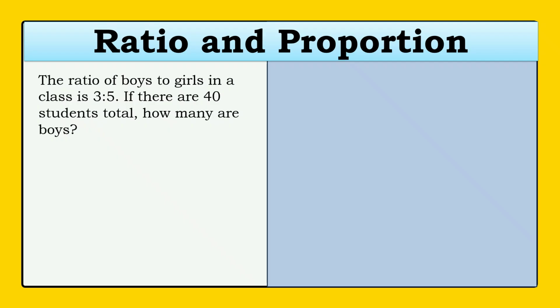If there are 40 students total, how many are boys? A. 12, B. 15, C. 18, or D. 24? What do you think the answer? Alright, let's solve this problem.